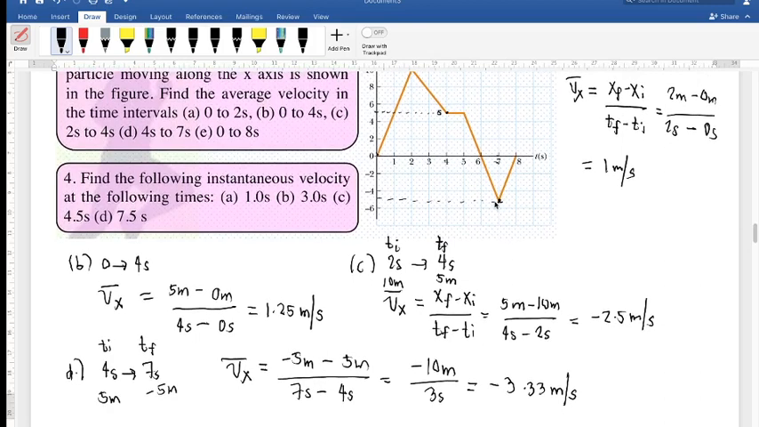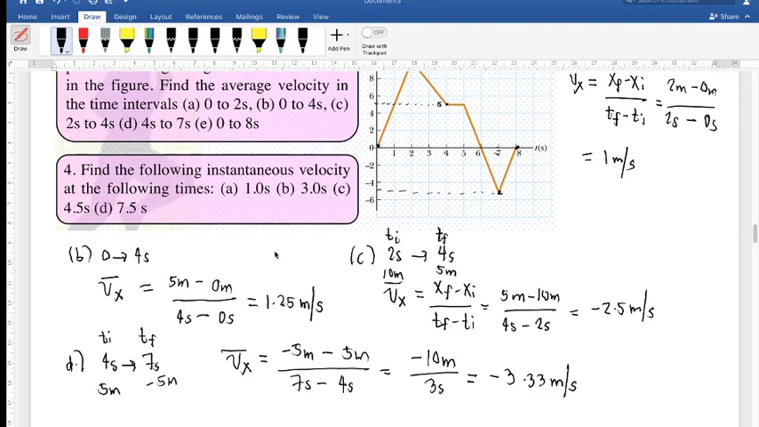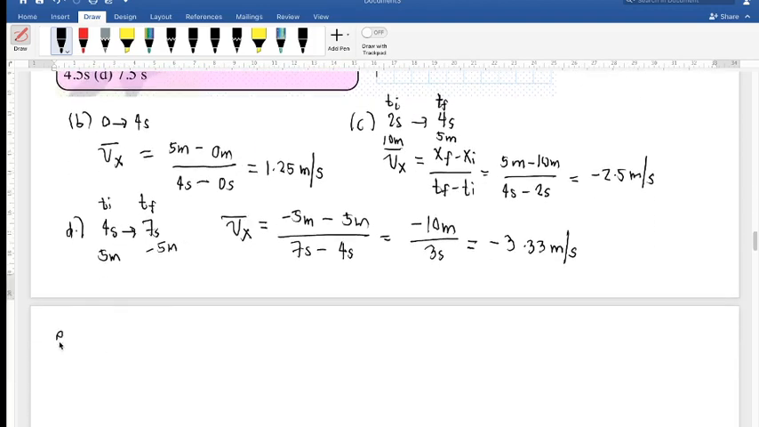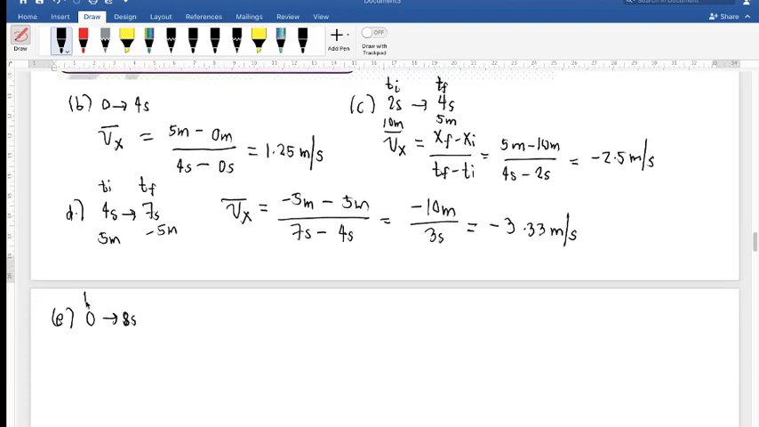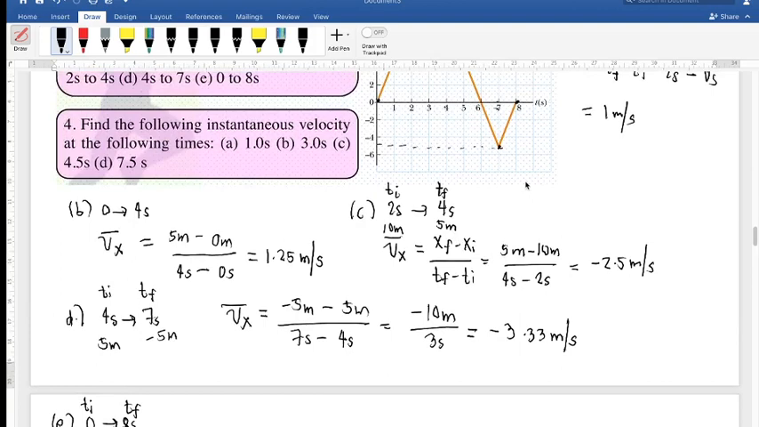So how about for 0 to 8 seconds, meaning for the entire trip of the object, so 0 to 8 seconds. So for E, 0 to 8 seconds, so entire trip ng object mo. So this is your initial time, this is your final time. So ano yung distance ng 8 seconds mo? So ano yung position niya?